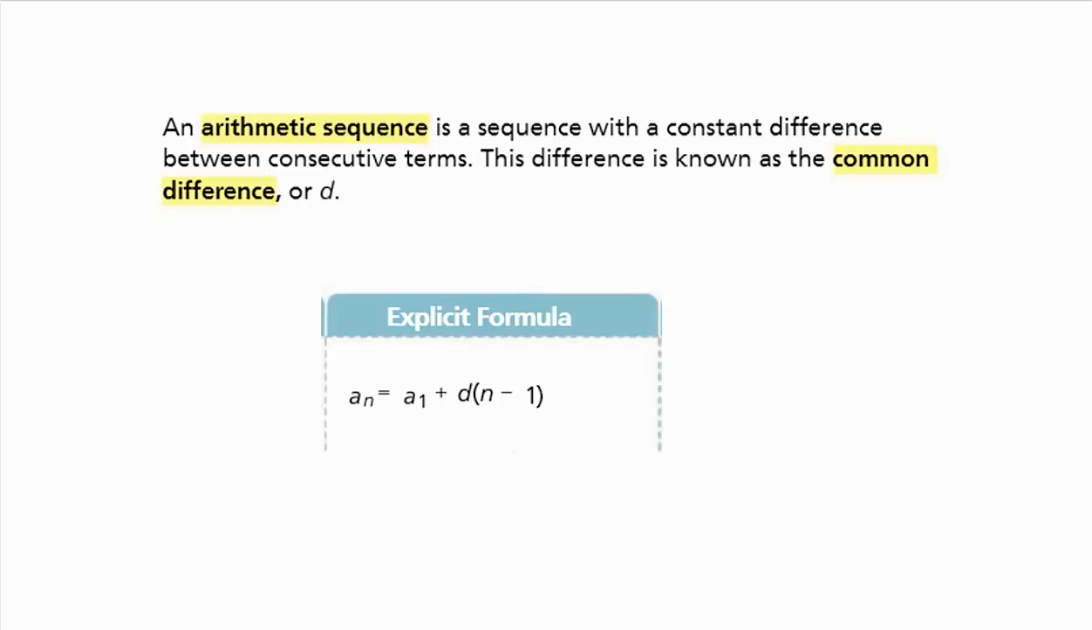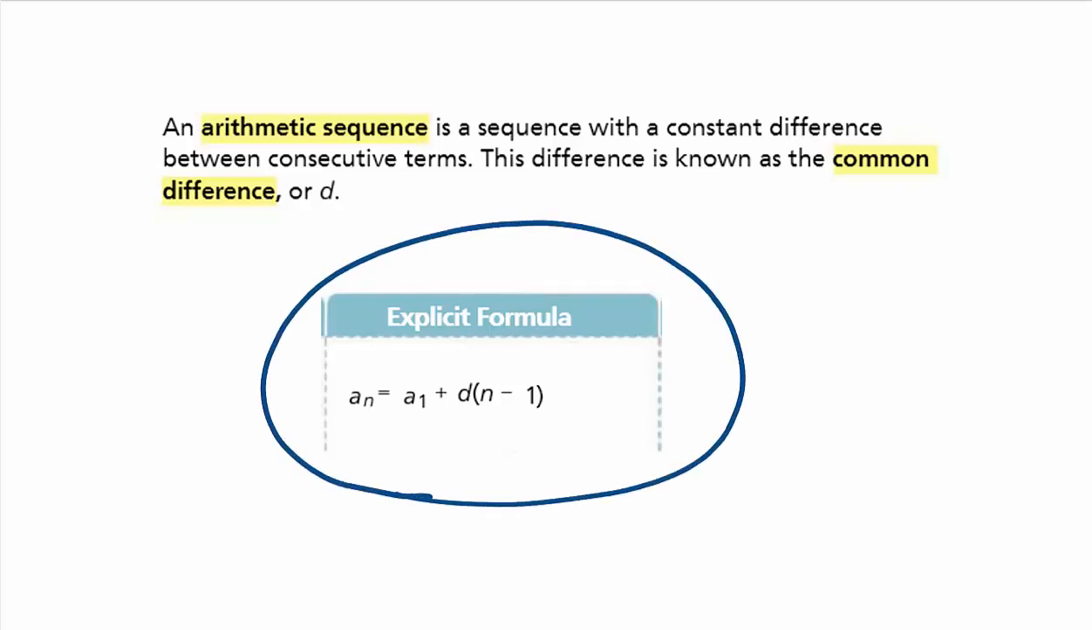An arithmetic sequence is a sequence with a constant difference between consecutive terms. This difference is known as the common difference, or d. So if we're given a pattern, we can actually create an equation that will yield that pattern. And we use our explicit formula in order to create the equation.